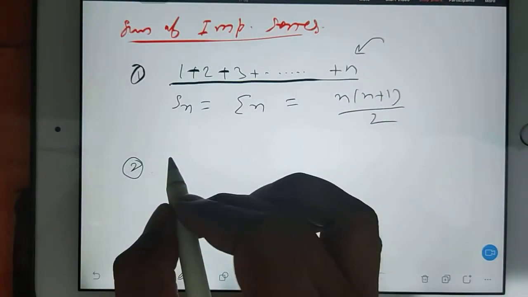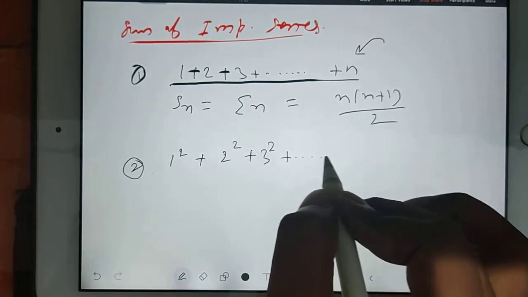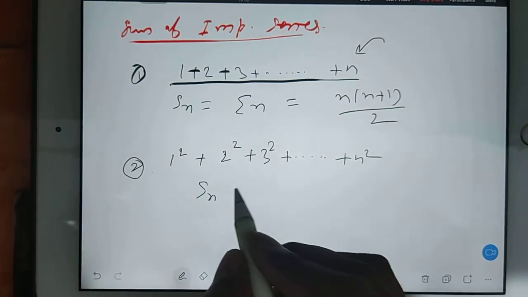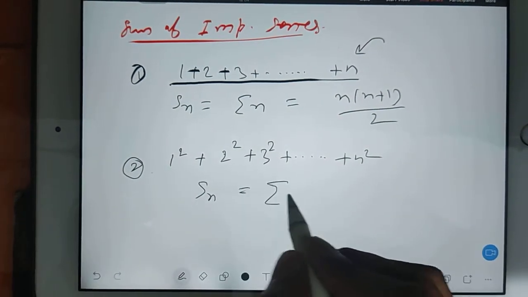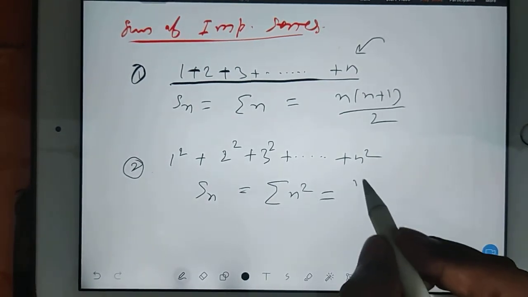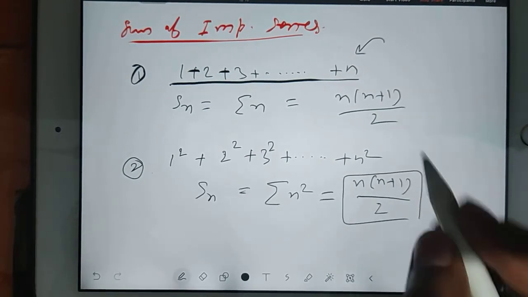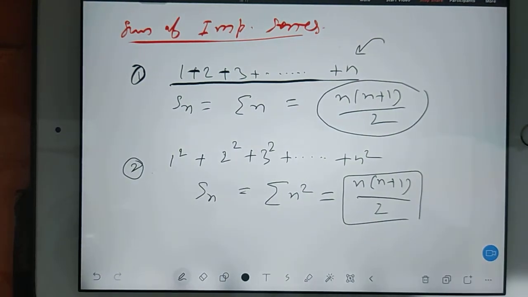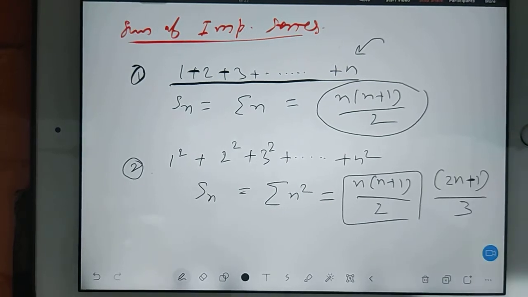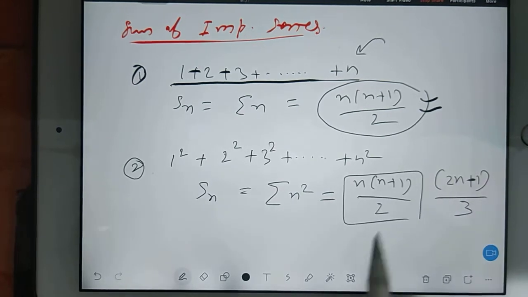Now this is the first series. Second series, very interesting. If you square every individual term and then add, like this, up to n square, whatever result comes we have to mug up again. The symbol is summation n square. This will be n into n plus 1 by 2, which will be as it is. One extra term will come, that is 2n plus 1 by 3.